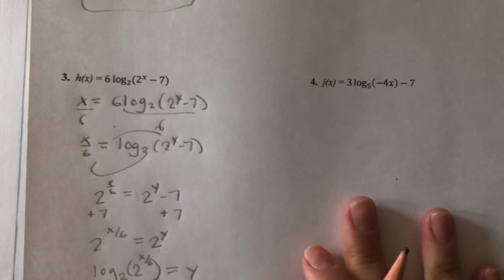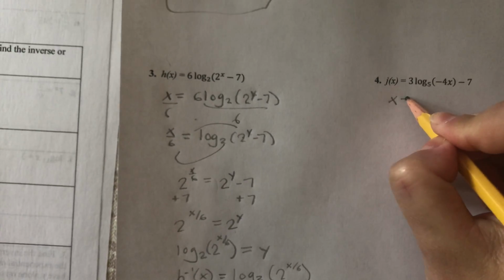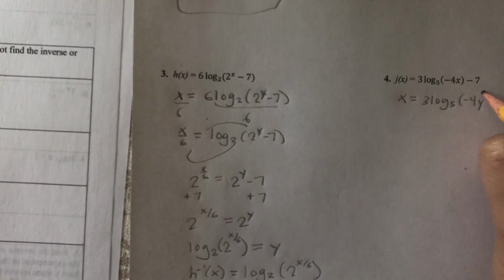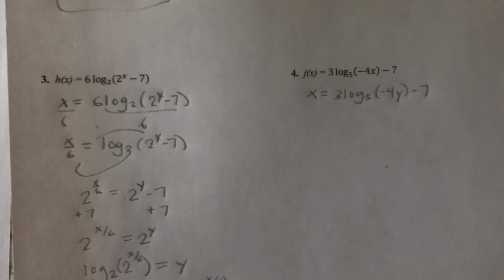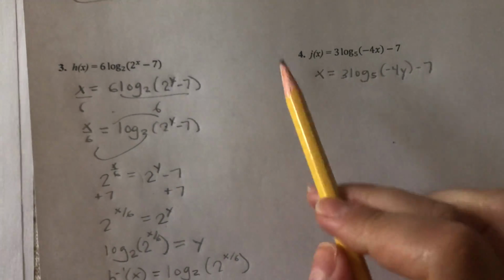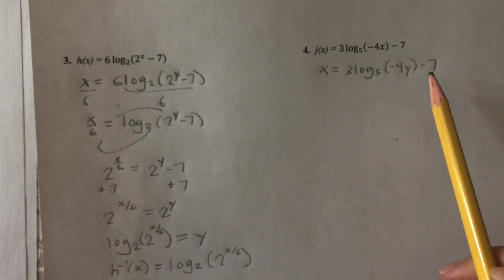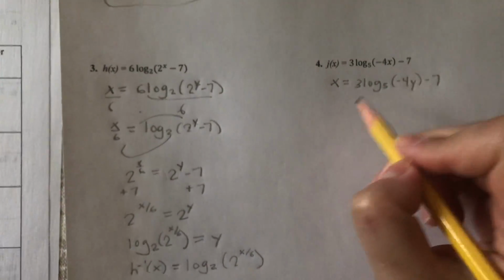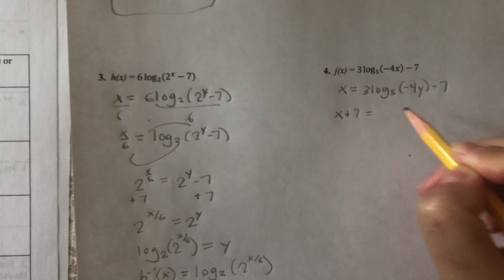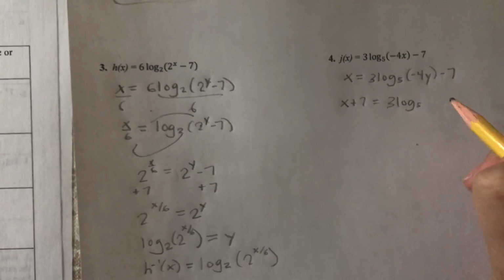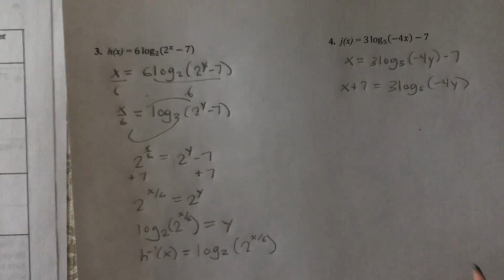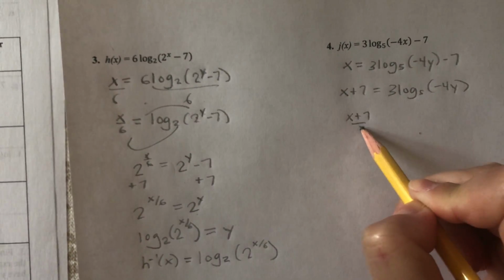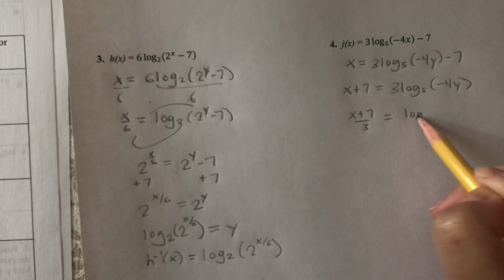All set. Last one, okay? Switch x and y. Again, my log is not alone, so I'm going to add 7 to both sides. Remember, you should always get rid of addition and subtraction before multiplication and division. It's a reverse PEMDAS when you're undoing. Add 7 to both sides. I'm going to divide both sides by 3 to get rid of the multiplying by 3.